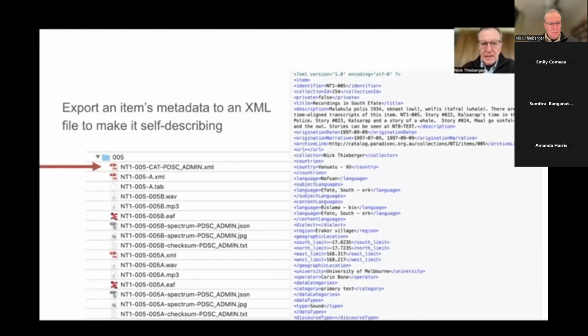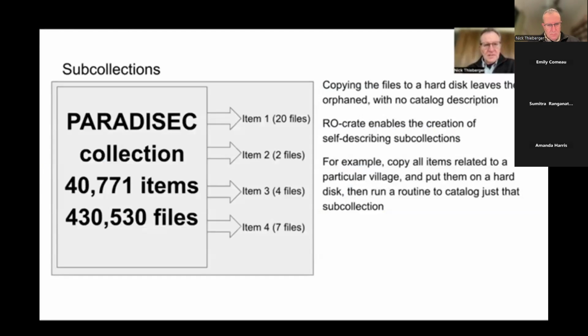So every time that catalog entry is saved, it rewrites this XML file, which means that the items in that collection, and you can see them there, the WAV, the MP3, and so on, contain within them, within that item, the description of the item as well. So the issue is how to make sub-collections.